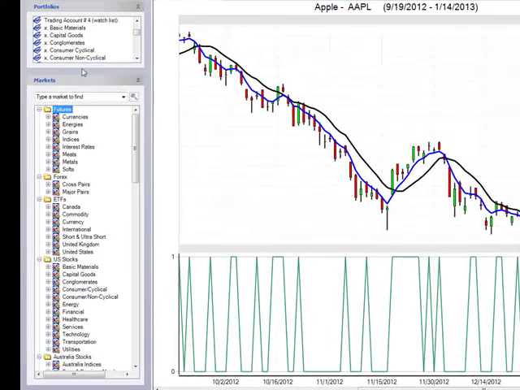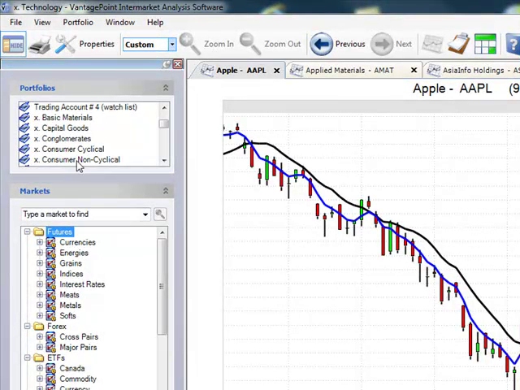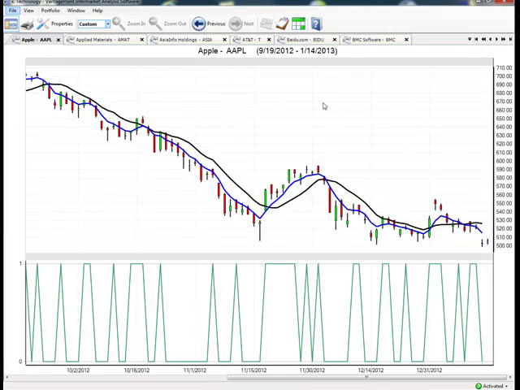This is what we call the market tree, and this is where, as a VantagePoint customer, you're going to be looking at and opening up your VantagePoint charts and putting them into your portfolios. I've got quite a number of different portfolios here. Okay, I'm going to go ahead and hide the market tree and make this chart a little bit bigger.